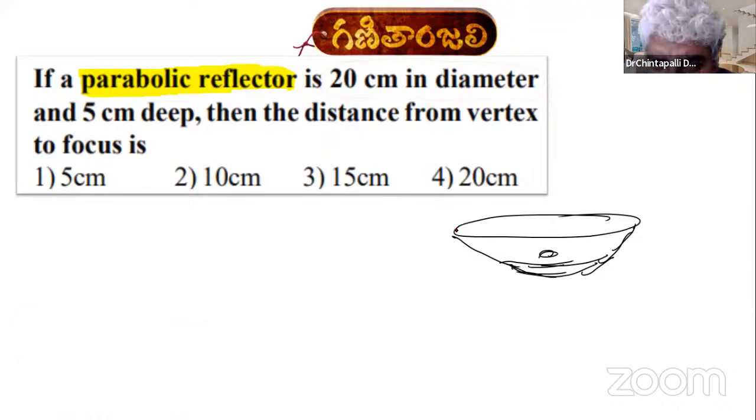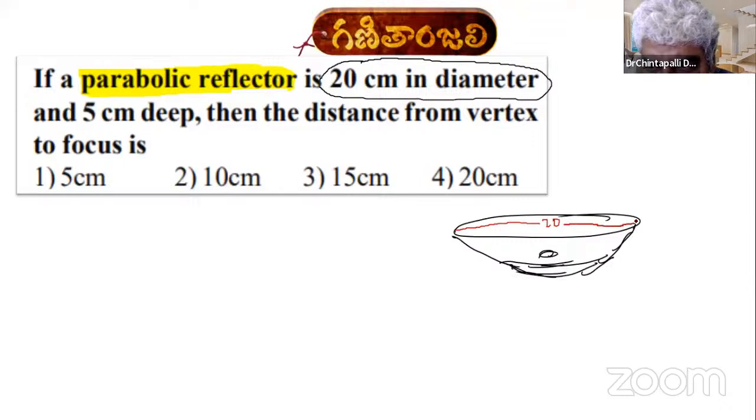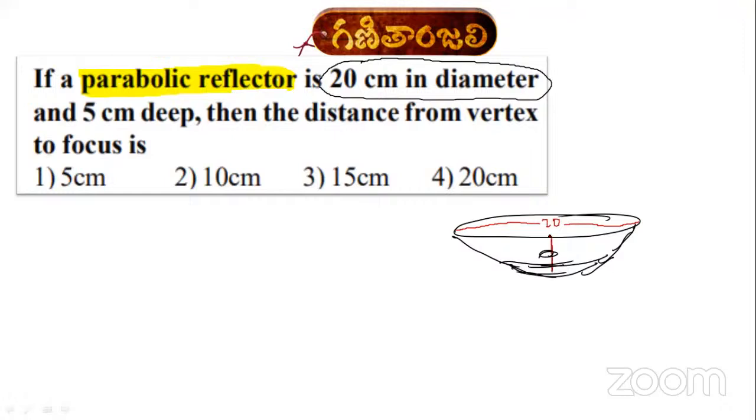This is 20 centimeters. That means the 20 diameter means 20 centimeters, right? And what is another measurement? Deep 5 centimeters. That means what is deep? This is 5 centimeters, right? Yes, sir. It is 5 centimeters, right?